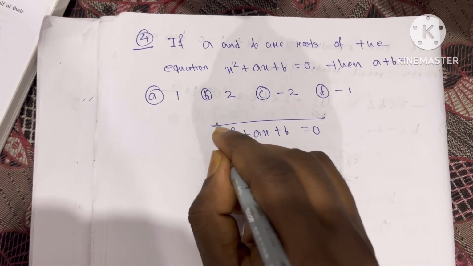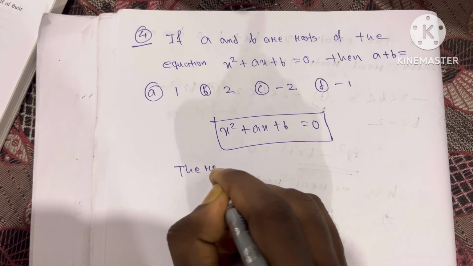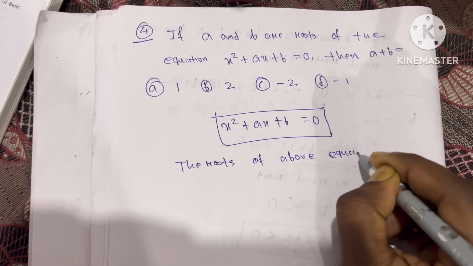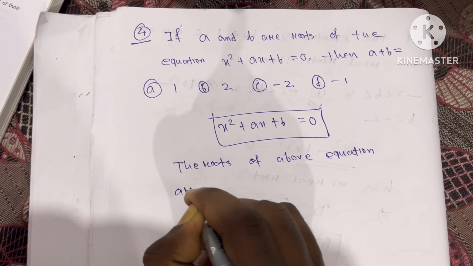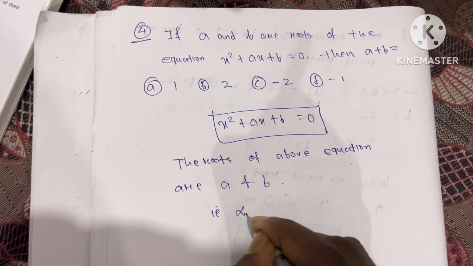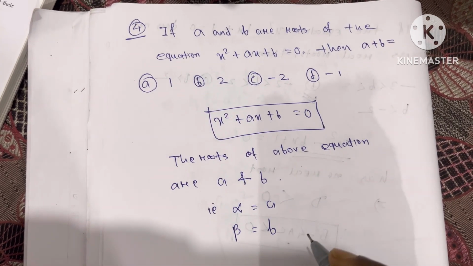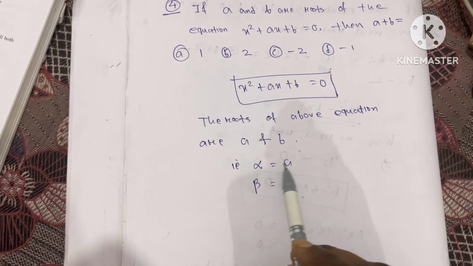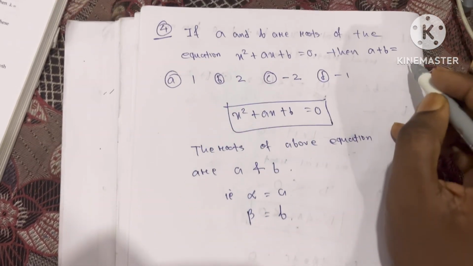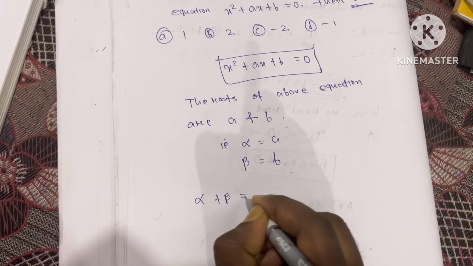So according to the question, the roots of the above equation are a and b. That means you can say that the value of alpha is equal to a and the value of beta is equal to b. So alpha I got a and beta I got b. So our question is that you need to find a plus b. That means you need to find the value of alpha plus beta.